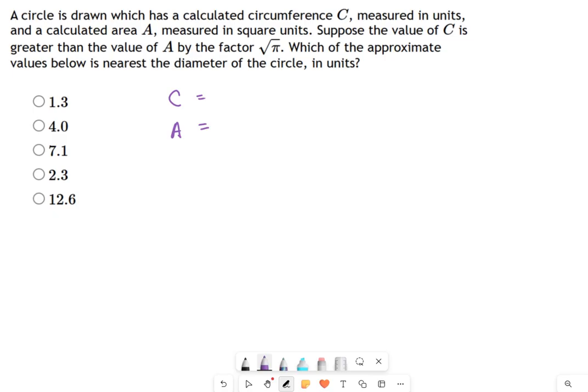And you need to have these two formulas memorized for big state tests. Circumference is 2 times pi times the radius. Area is pi times the radius squared.